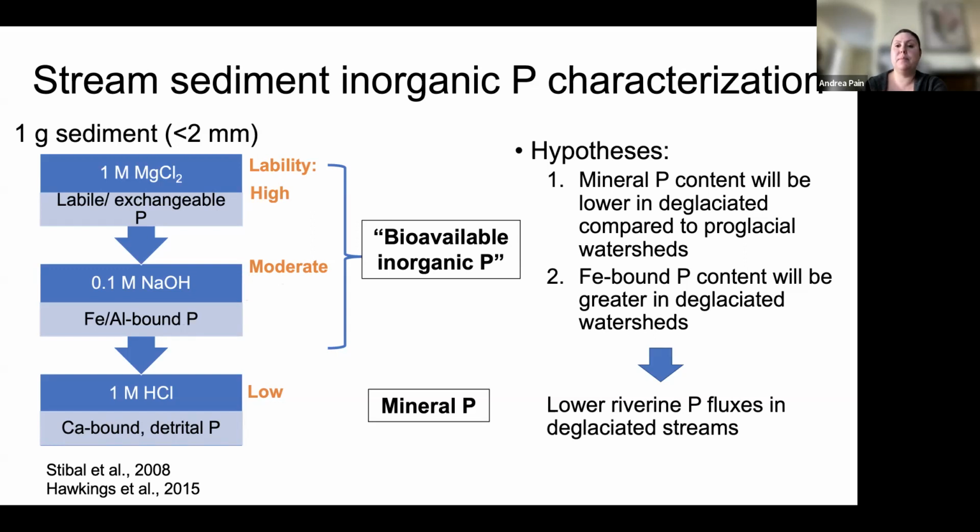So the hypotheses that we had going into this were that mineral phosphorus content would be lower in deglaciated compared to glaciated watersheds due to the impact of weathering over time, and that iron-bound phosphorus would be greater in deglaciated watersheds as those iron oxides have the chance to form over time and sequester some of the phosphorus. Both of those hypotheses could result in lower riverine phosphorus fluxes in the deglaciated systems compared to a glaciated system, which we observed in the previous section.